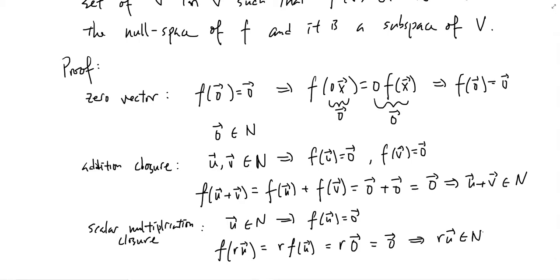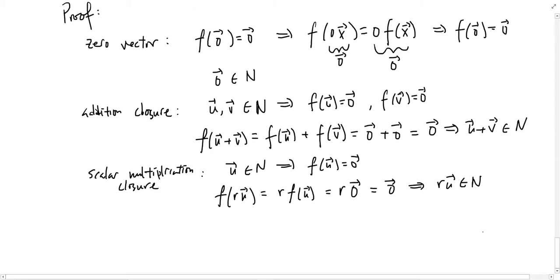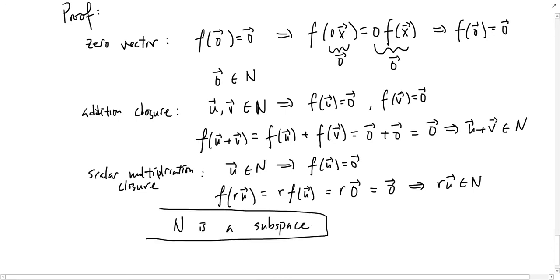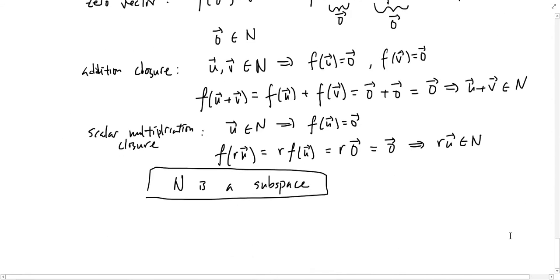So since the null space satisfies these three conditions, it has the 0 vector in N. If u and v are in N, u plus v is also in N. And if u is in N, then r times u is also in N. Therefore, this must be a subspace. So that proves theorem 3.4.2.